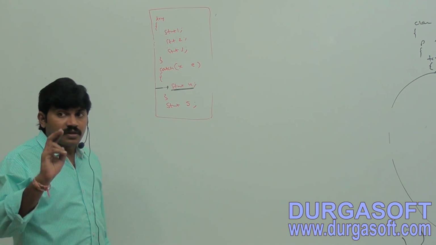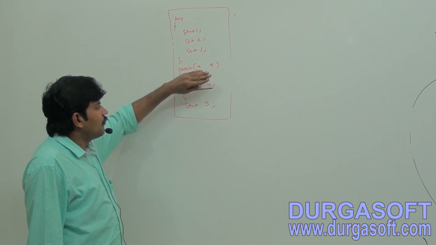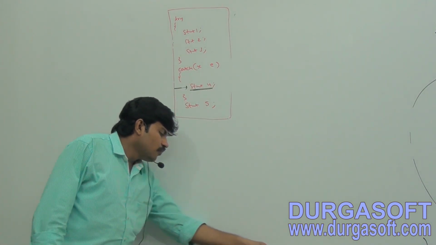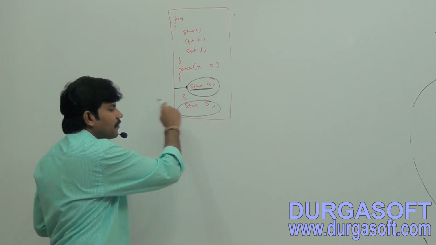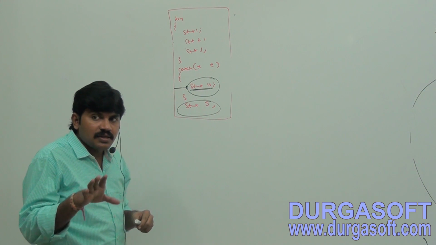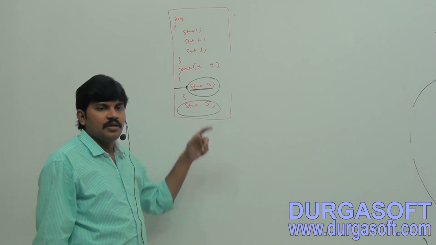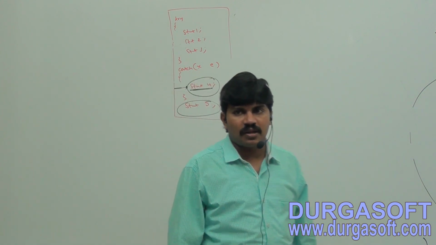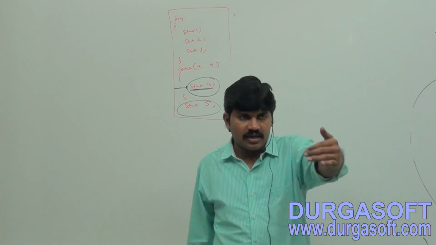Okay, next, the third point. This point we covered. If any statement raises an exception and it is not a part of a try block, it is not there inside a try, is it normal termination or abnormal termination? Always abnormal termination, because there is no catch block.